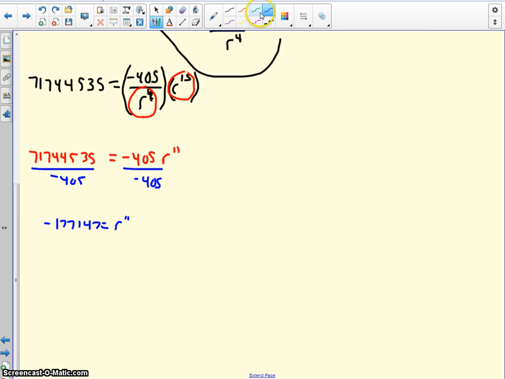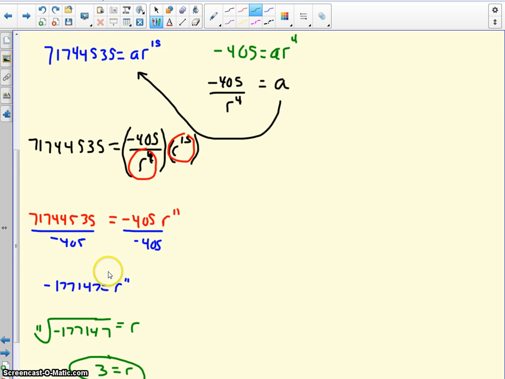And I should be able to solve this by taking the 11th root of both sides. So if I take the 11th root of that, that should be equal to r. So that gives me r being negative 3. Okay, so again, a little bit complicated, but I was eventually able to get the right answer.